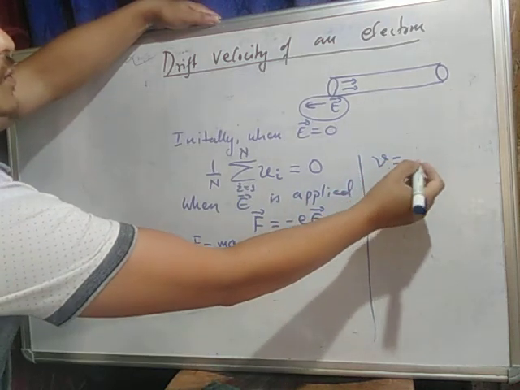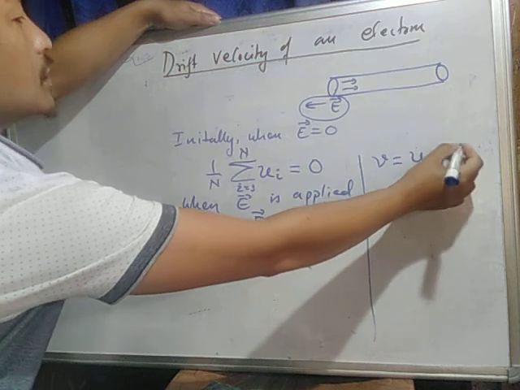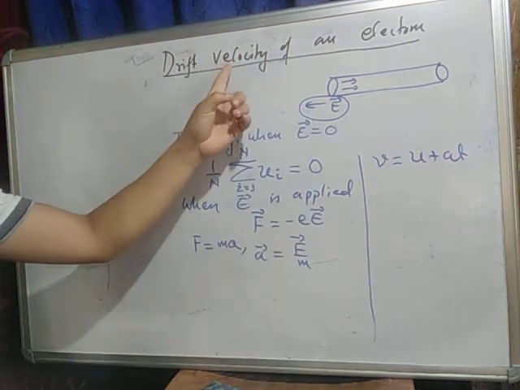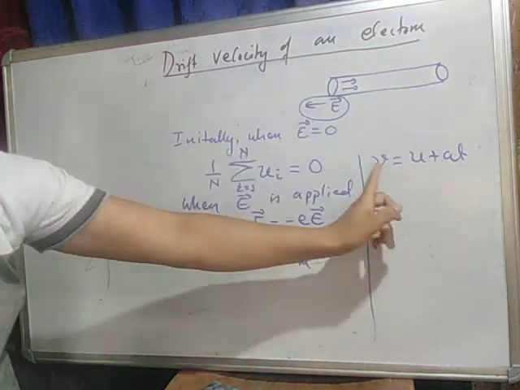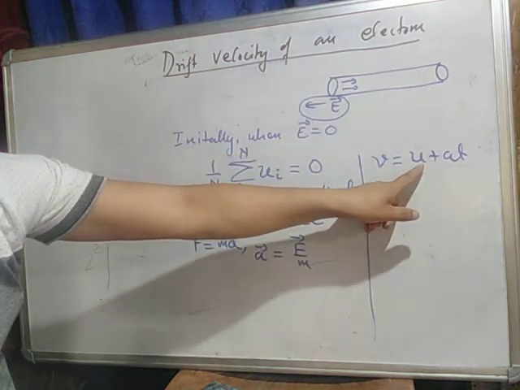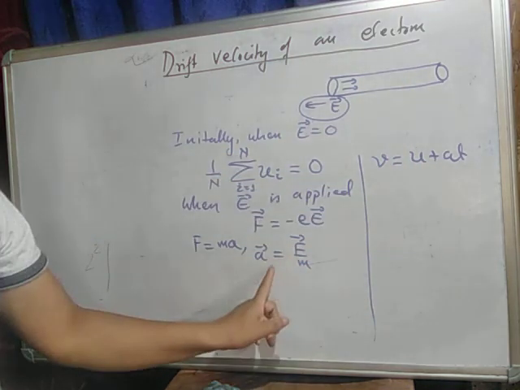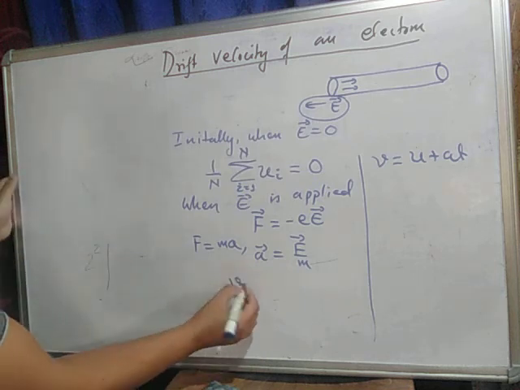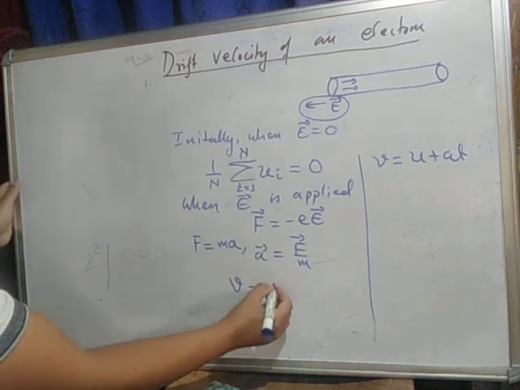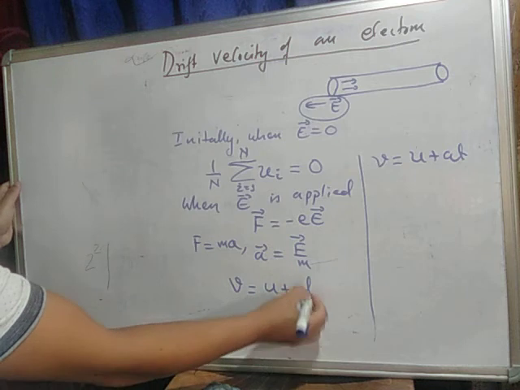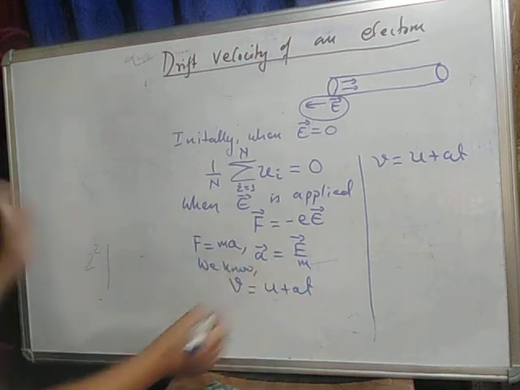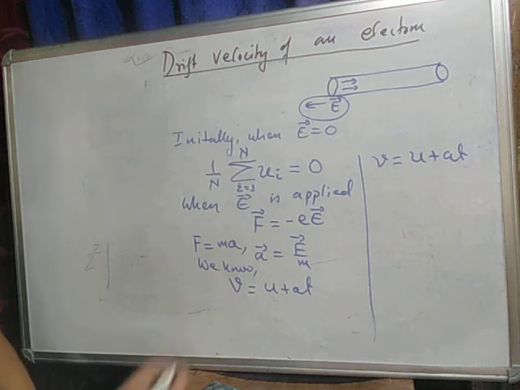V equals to U plus at. Don't forget what we are doing. We are doing drift velocity or final velocity, isn't it? So we need V. We have U. A also we have done. Now let us start. V equals to how much? U plus at. We know, right? V equals to U plus at.